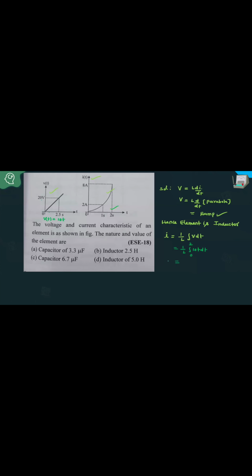Inductance is how much? You have to calculate this. 1 by L into t square by 2 into 10. So I equal to 5 by L into t square, with 0 to 2 limits. This is 5 by L into 2 square minus 0, which equals 20 by L. That is, I equal to 20 by L.